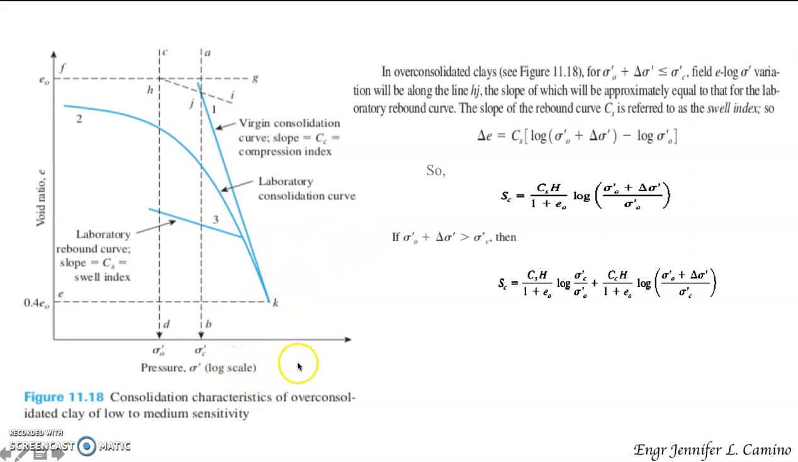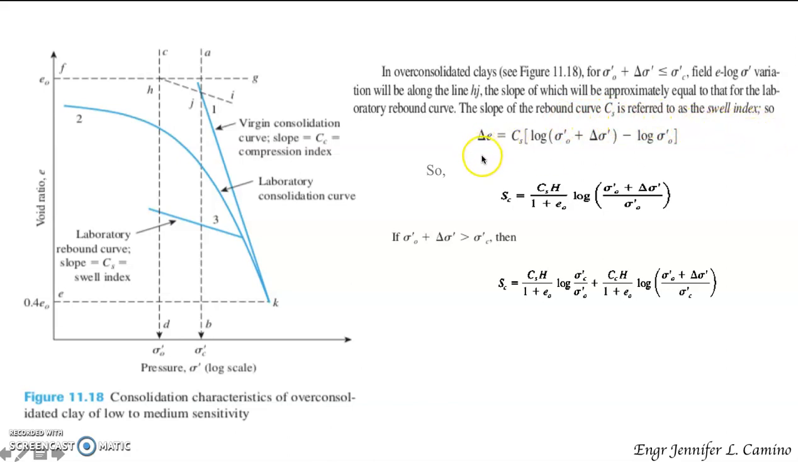So we have here figure 11.18. This shows the consolidation characteristic of over-consolidated clay of low to medium sensitivity. In over-consolidated clay, wherein sigma prime O plus delta sigma prime is less than or equal to sigma sub C, the field e-log sigma prime variation will be along the line HJ, the slope of which will be approximately equal to that for the laboratory rebound curve. The slope of the rebound curve, C sub S, is referred to as the swell index.